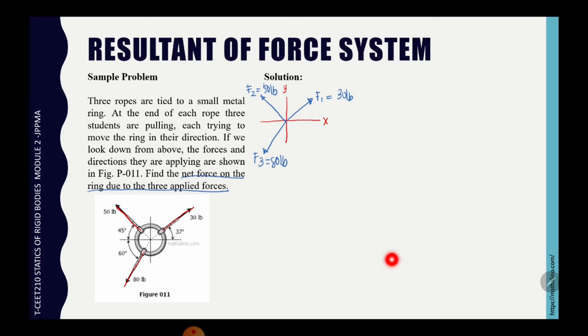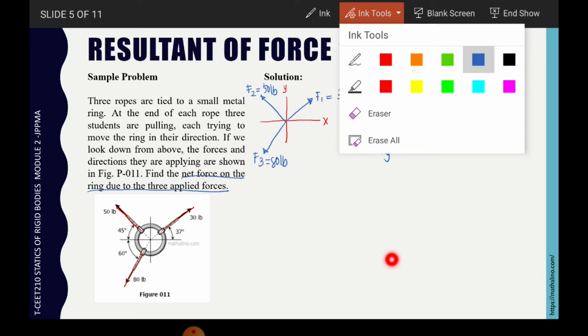So, what we need is to know the net force. It means the resultant of all the forces acting on that metal ring. So, para makuha, meron tayong Rx and Ry. Yan. So, summation of forces, X. Okay? So, para makuha yan, mayroon forces na nag-act.